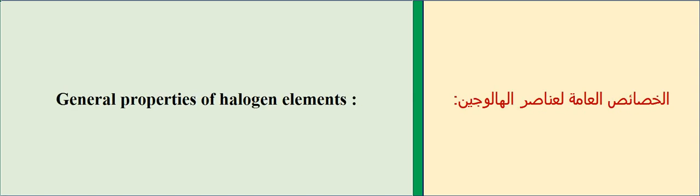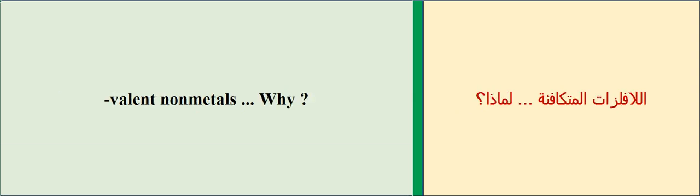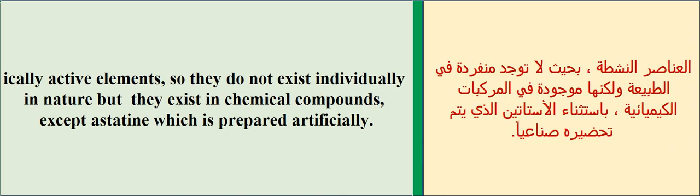General properties of halogen elements. They are nonmetals. They are very active elements, so they do not exist individually in nature but they exist in chemical compounds, except astatine, which is prepared artificially.